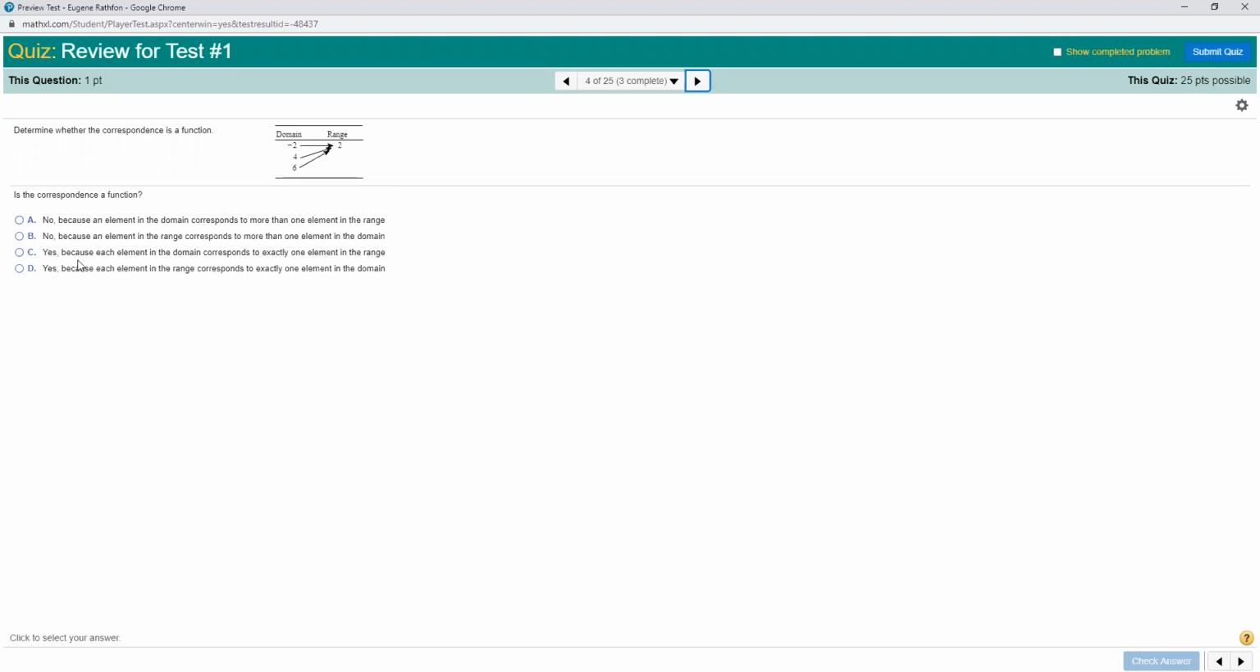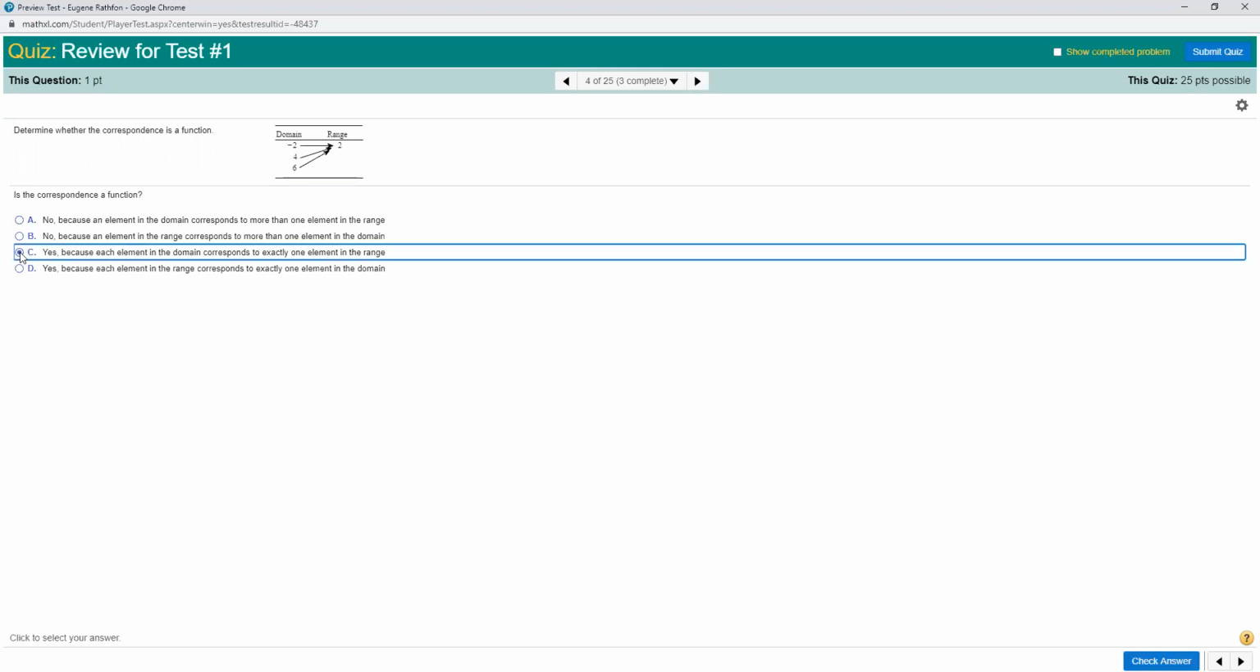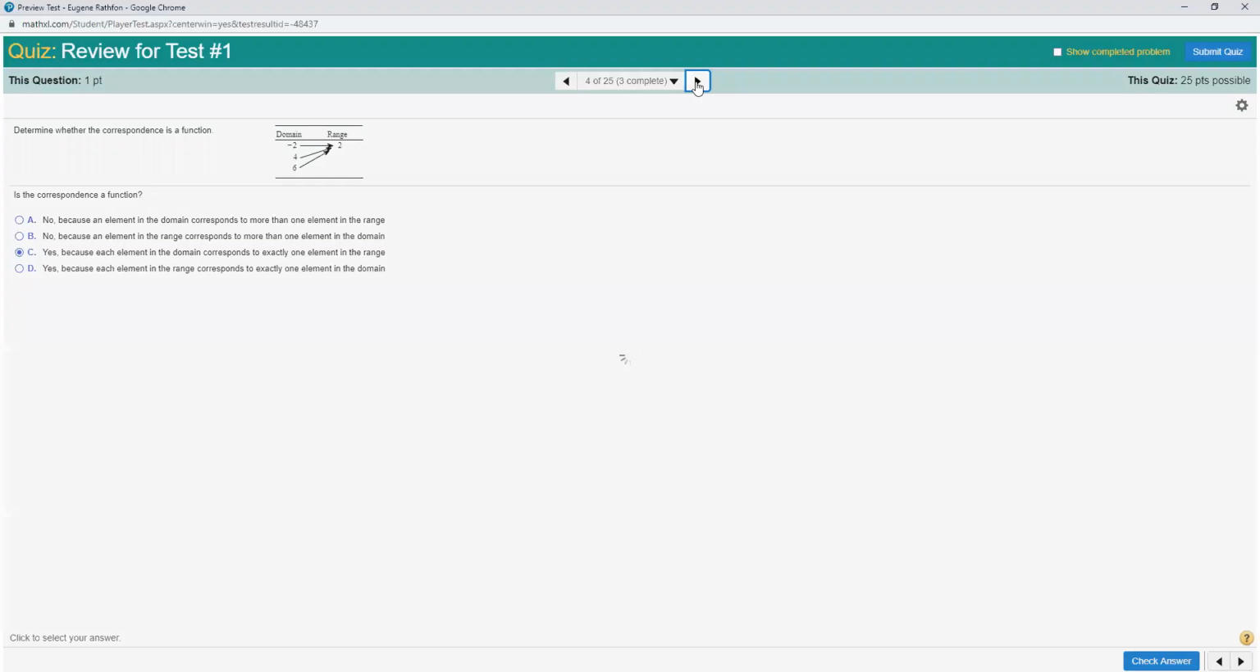So then you would look at it, because each element in the domain corresponds to exactly one element in the range, which is what we said. So we would pick C. They mixed it up on D and they said the range has one domain. Well, y'all, this one range value has 3 domains. So that's got to be false, okay? So it's got to only be C on that one. Every domain value can only have one range value.